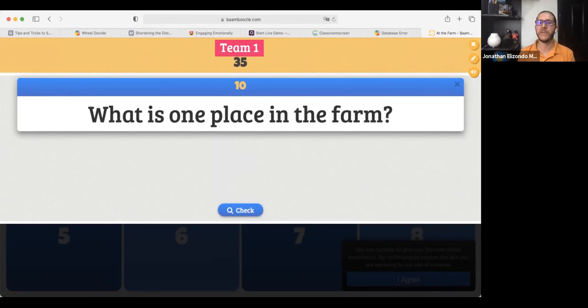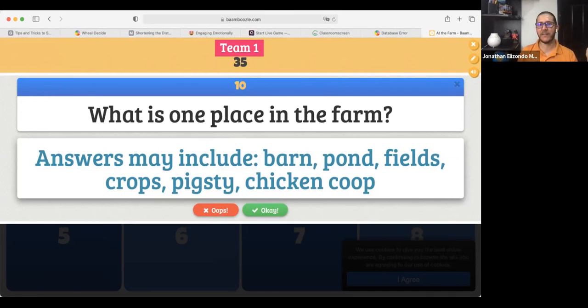Inside the farm, there are many different places. What is one of those places? Please type it in the chat. I want to hear your answers or see your answers. And let's see, the barn, stable, okay. Any other places inside the farm? Lake. Okay, so you see I have here barn, pond, fields, crops, pigsty, chicken coop, many different.